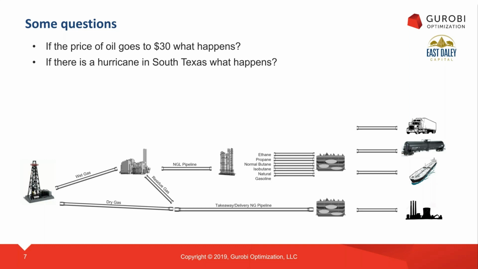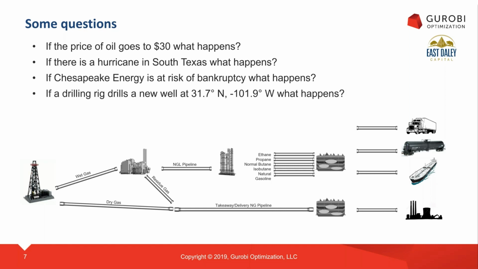And you can't use the same high-level analysis. If a specific company is at risk of bankruptcy, what will happen? Do all the pipelines face the same risk if a company's at risk of bankruptcy, or is it specific pipelines? At that point, it becomes important to know which pipelines that operator ships products on, and how they are connected to other assets.